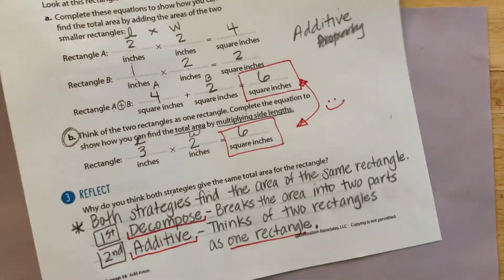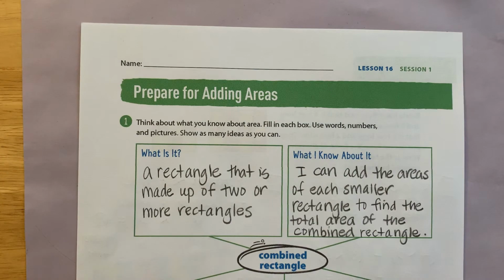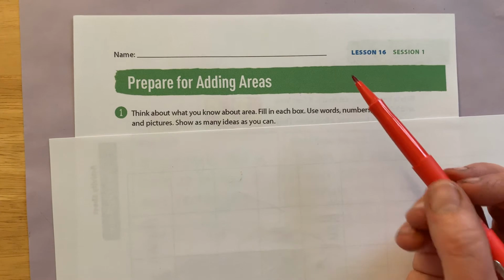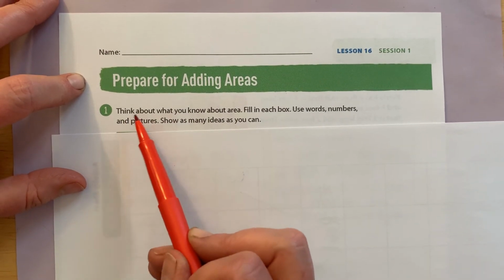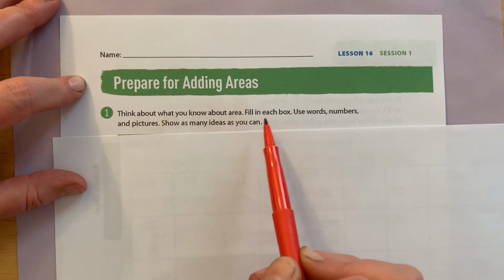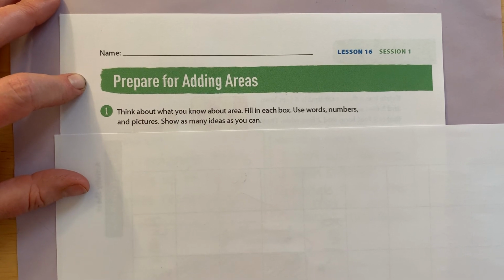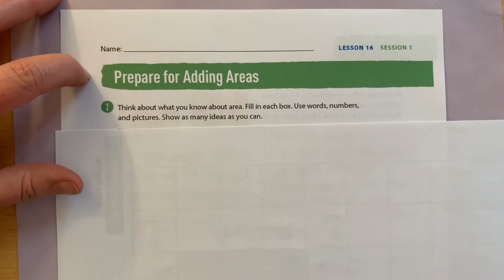Okay, now it is actually your turn to take a look at the independent practice. Before you get to this, remember, the green is the independent part. I want you to go through this and try to figure it out on your own first. Remember, this is our graphic organizer. We always talk about what we know about area. So think about what you know about area. Fill in each box. Use words, numbers, and pictures, and show as many ideas as you can. And then try working on some of the problems on your own. When you're done, go to video number 2, and I'll go over the solutions with you.